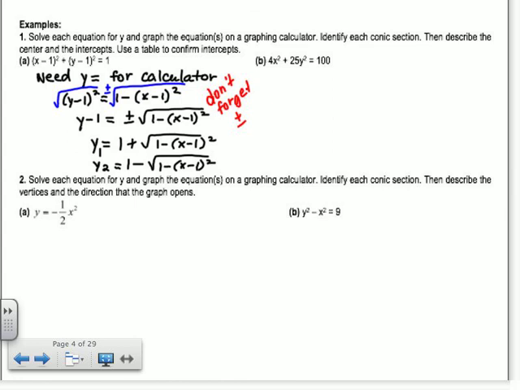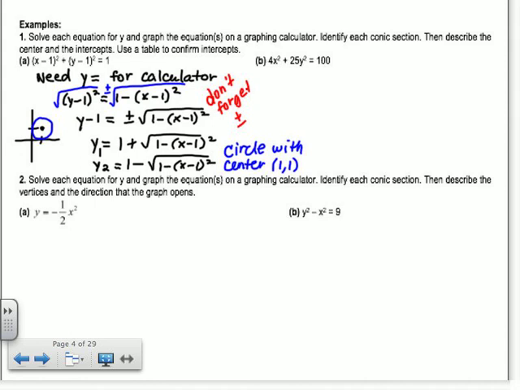Okay, so here's what I got when I did it. If you zoom in, you can see this better. But 1, 1 is the center, and it's a circle. So you'd write circle with center 1, comma 1.